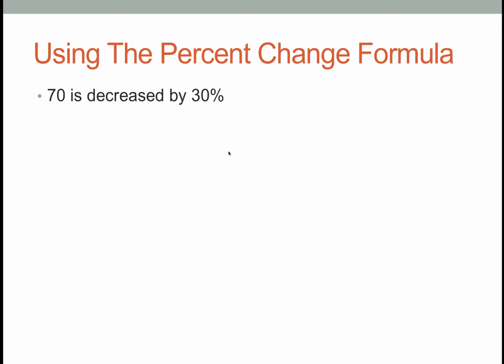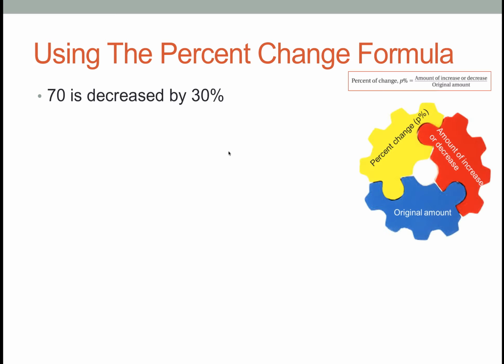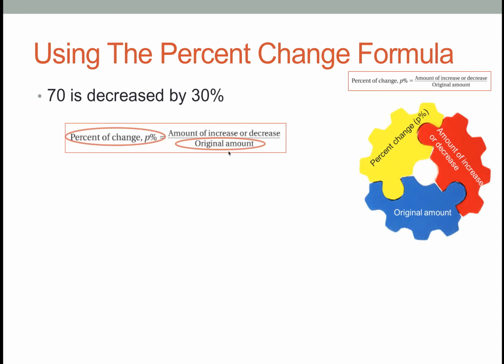So using the percent change formula, 70 is decreased by 30%. We look at the puzzle and ask, which two do we have? The two that we have are the percent change, 30%, and the original amount, which is 70. So I'm going to ask you to pause here and work through the rest of this problem, and then hit unpause when you are ready. All right, welcome back. Let's see how you did.